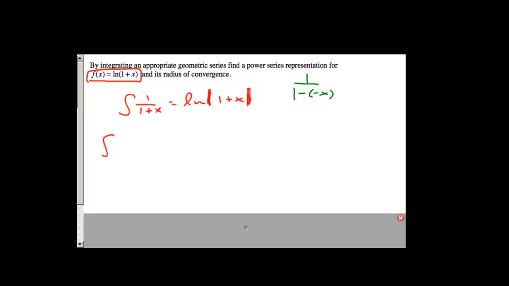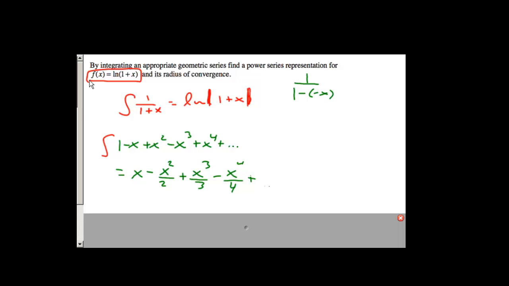So that's a geometric series that has a multiplier of negative x. So that's going to look like 1 minus x plus x squared minus x cubed plus x to the fourth plus dot, dot, dot. And so if I integrated that, I'm going to get x minus x squared over 2 plus x cubed over 3 minus x to the fourth over 4 plus dot, dot, dot.